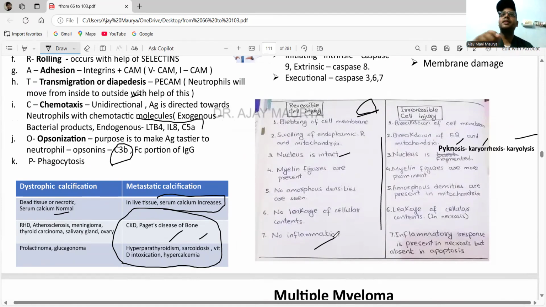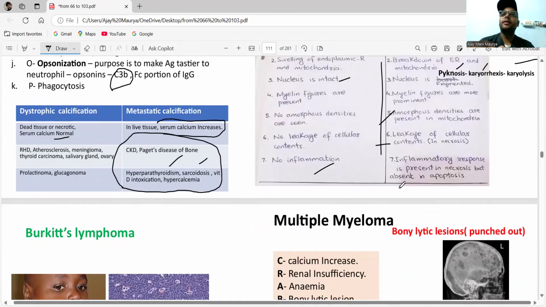This is what you have to know. There is no inflammation in reversible cell injury, and no leakage, but in irreversible injury there is leakage of cellular contents. Amorphous densities are present in the mitochondria, seen in irreversible cell injury. This is what they are going to ask in the exams.